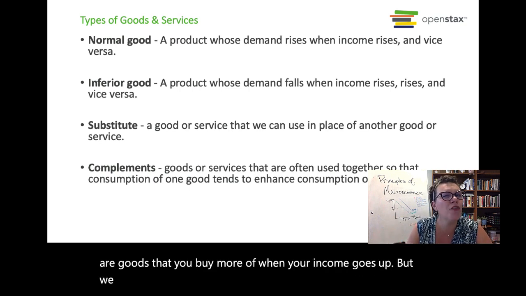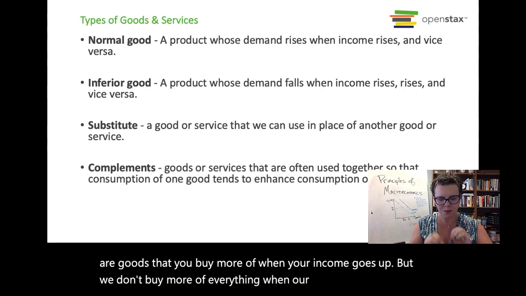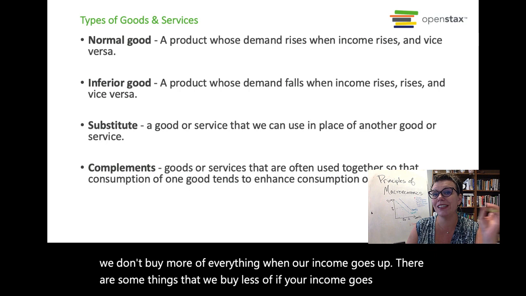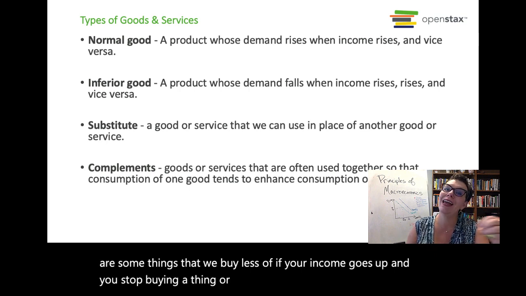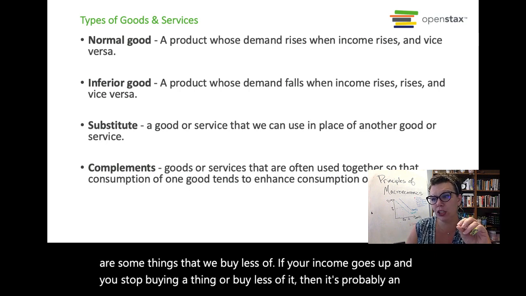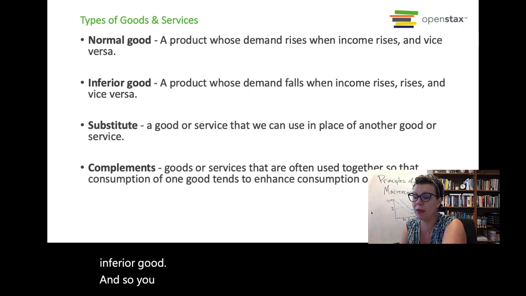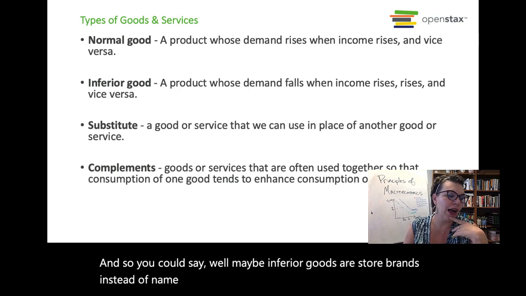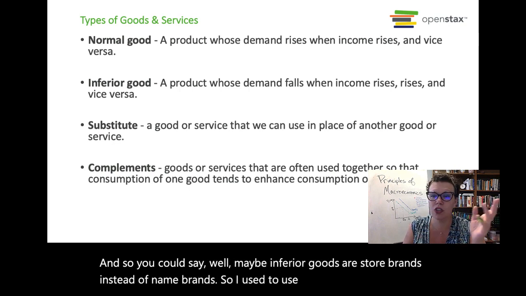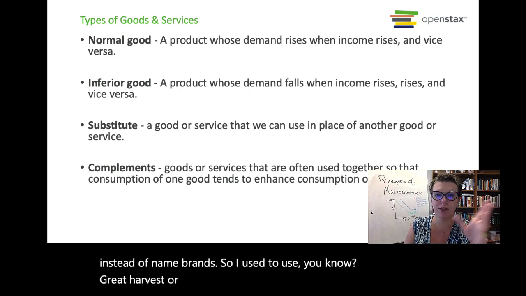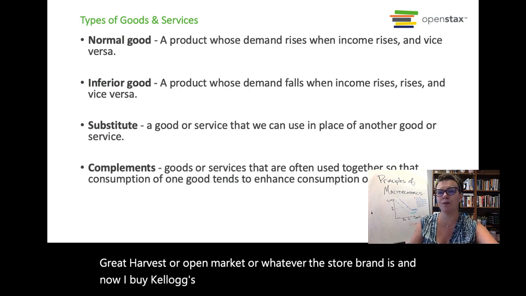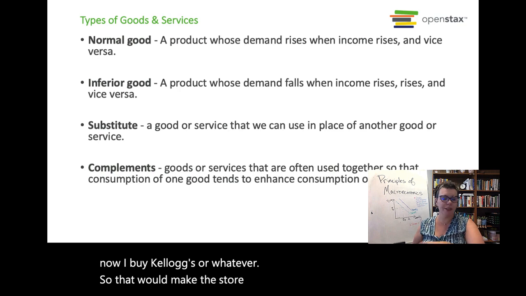But we don't buy more of everything when our income goes up. There are some things that we buy less of. If your income goes up and you stop buying a thing or buy less of it, then it's probably an inferior good. And so you could say, oh, well, maybe inferior goods are store brands instead of name brands. So I used to use Great Harvest or Open Market or whatever the store brand is, and now I buy Kellogg's or whatever. So that would make the store brand an inferior good.